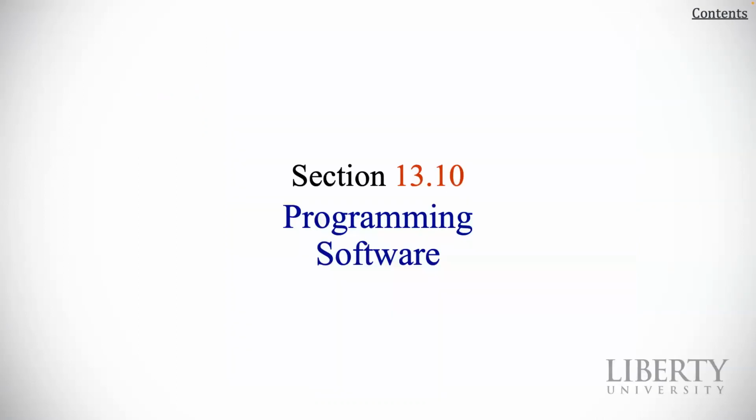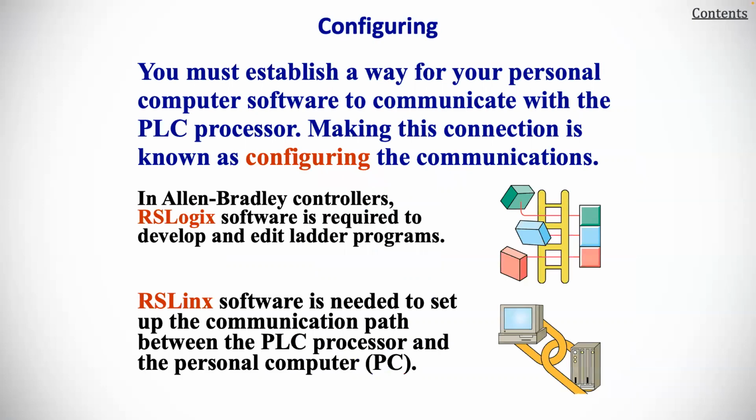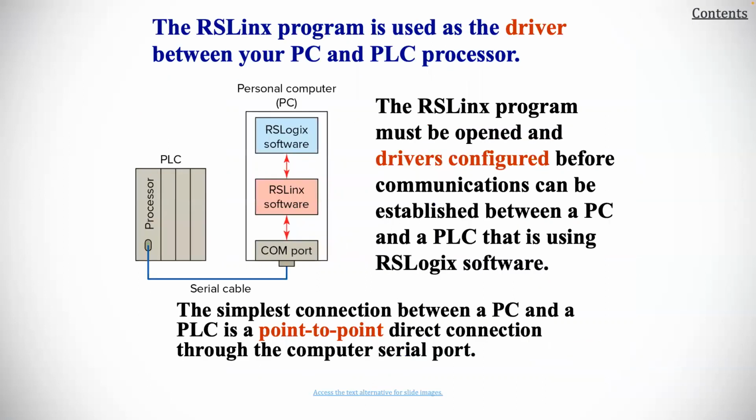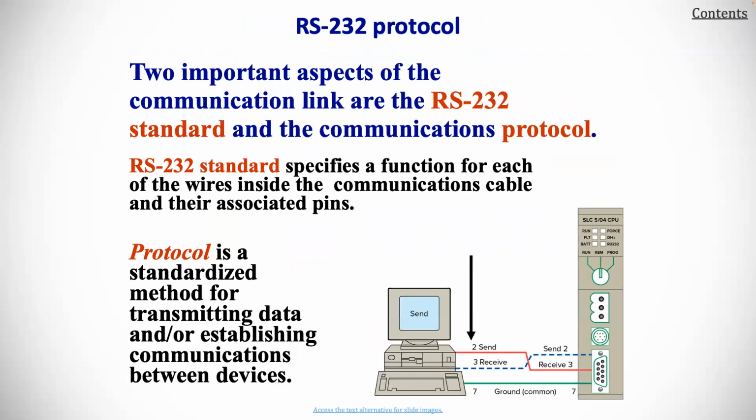For programming software, you must establish a way for your personal computer software to communicate with a PLC, some kind of connection. Making this connection is known as configuring the communications. Some of this gets into device specific things, and so RSLogix or RSLinx are things that you want to be considering. The RSLinx program is used as the driver between your PC and PLC programmer. That is something that you can be using as a conduit for making sure that you have connectivity.